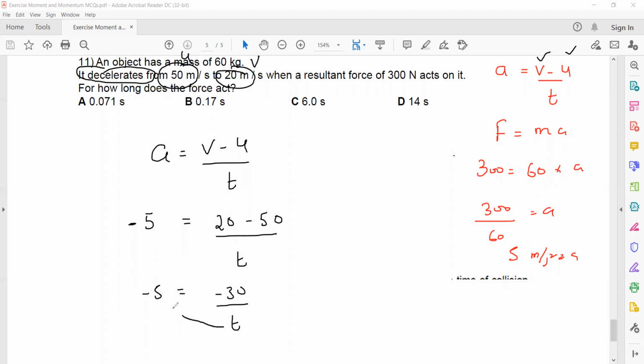Now cross multiply. This time is multiplied and 5 will come in division. So the time will be equal to minus 30 divided by minus 5. So when minus 30 is divided by minus 5, what do we get? We will get 6 seconds as the answer. Is it clear, this question?